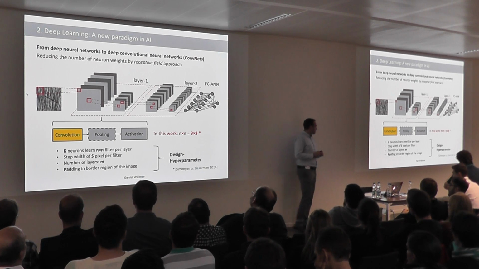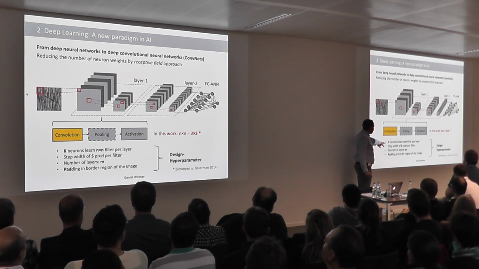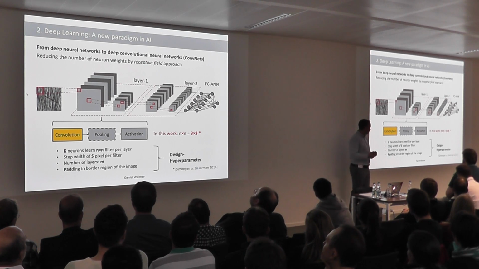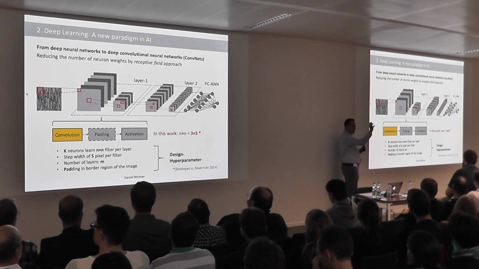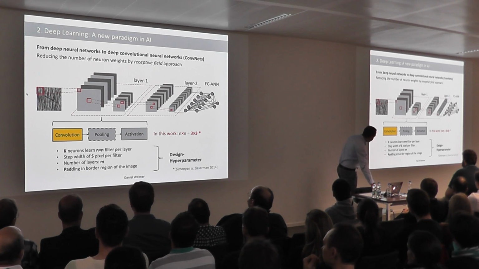In the convolution stage, we have, for example, k neurons that learn n by n filters. So the number of neurons k and the filter size n by n, which we have seen before. We have to define the step width, for example, of the pixel, so how we shift this filter over the image. This is all the stuff we have to define in advance. The convolution stage is the first stage.